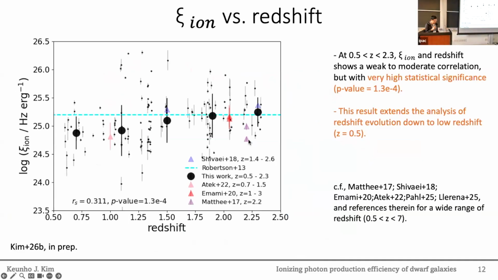We investigate the redshift evolution within this redshift range and found that there is a significant positive correlation between redshift and Xi ion, in the sense that high redshift galaxies tend to have increased ionizing production efficiency with statistical significance. And our analysis extends the previous studies down to the lower redshift regime.